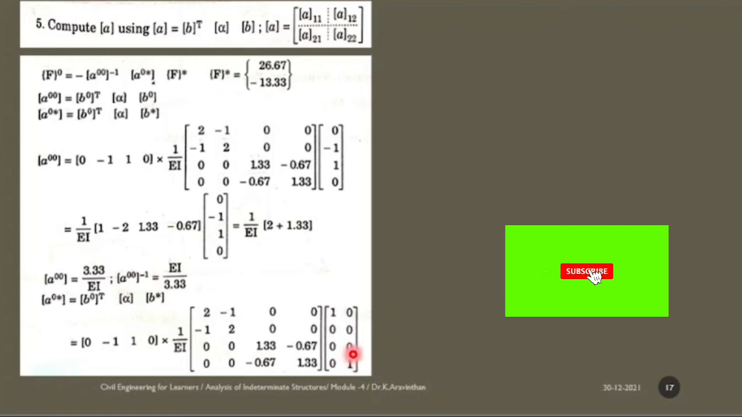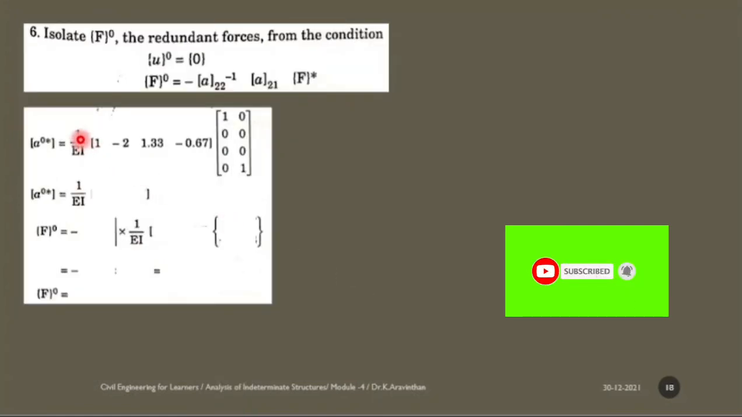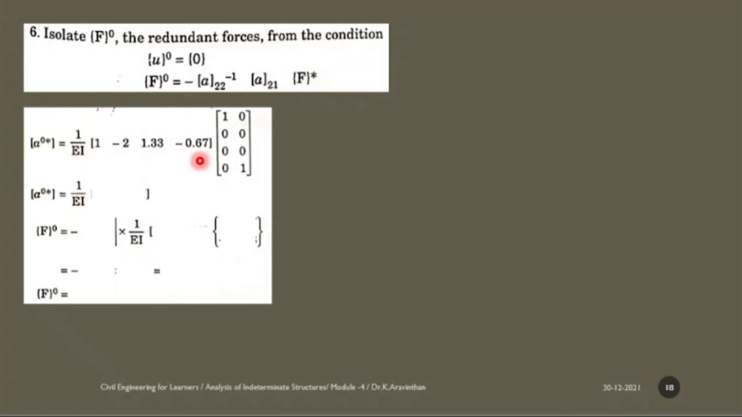This value you already have, just multiply with the component here. You have to multiply 1 by EI, 1 minus 2 1.33 and 0.67, with the component here. 1 into 1 is 1. The rest of the components will become 0. And if you multiply the first row into the second column, you will get minus 0.67 into 1, that is minus 0.67. Your answer will be 1 and minus 0.67.